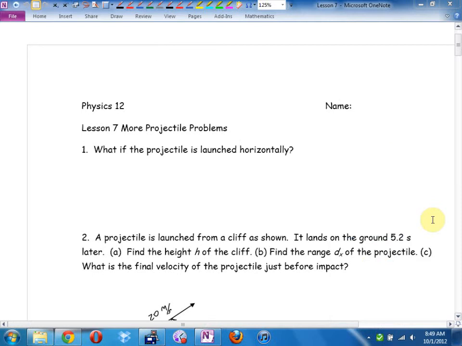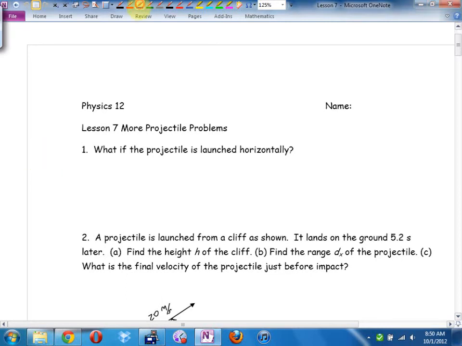This is just adding the sprinkles to the cake. The icing's already on. The cake is already there. Just touching on some weird stuff. First of all, things to remember. What if the projectile is launched horizontally? What if it looks like this?